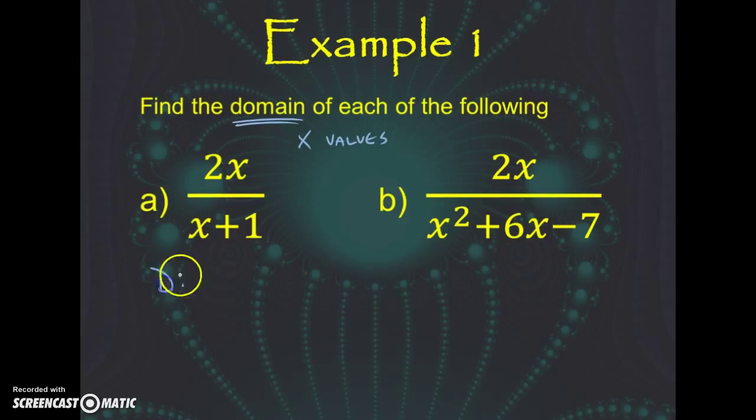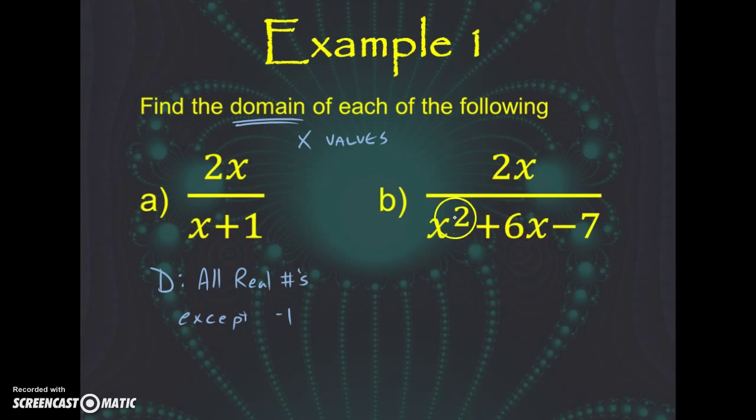So the domain can be anything you like, all real numbers, except negative 1. Say negative 1. So any number you want for x except negative 1. Why is negative 1 bad? It makes the bottom equal 0. So it's a strict no-no.